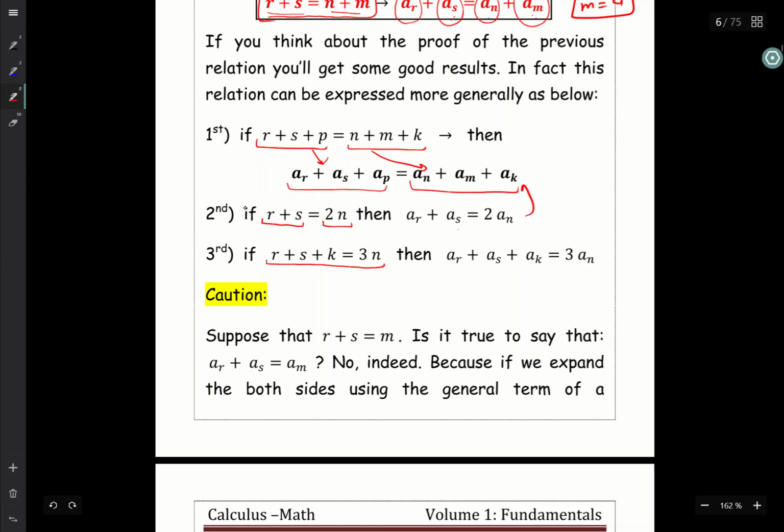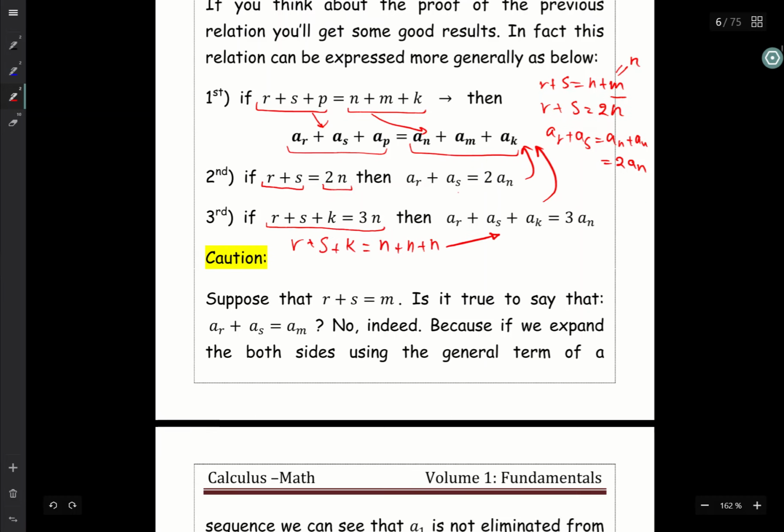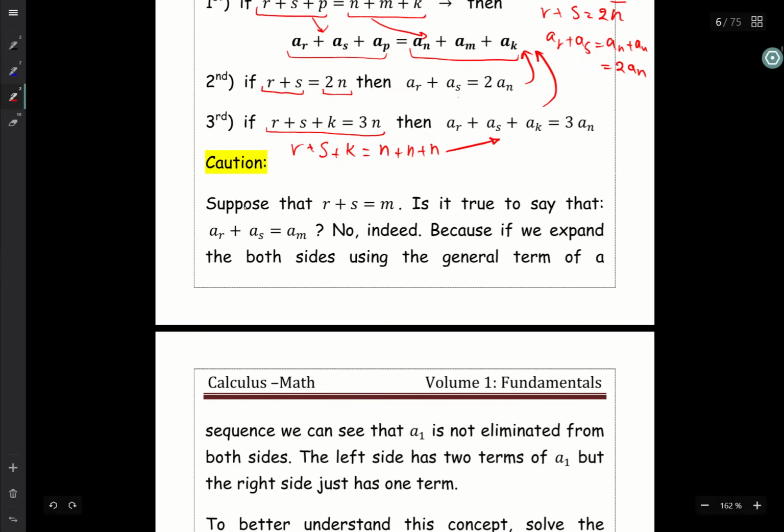And the proof of these two comes directly from the two above. In the previous one, r plus s equals n plus m, and nobody said that m is different from n. So if I put m equal to n, then r plus s is equal to 2n, and the result is ar plus as equals an plus an, which results in 2an. Similarly, for this one, if r plus s plus k equals n plus n plus n, which is 3n, then we immediately get this result.